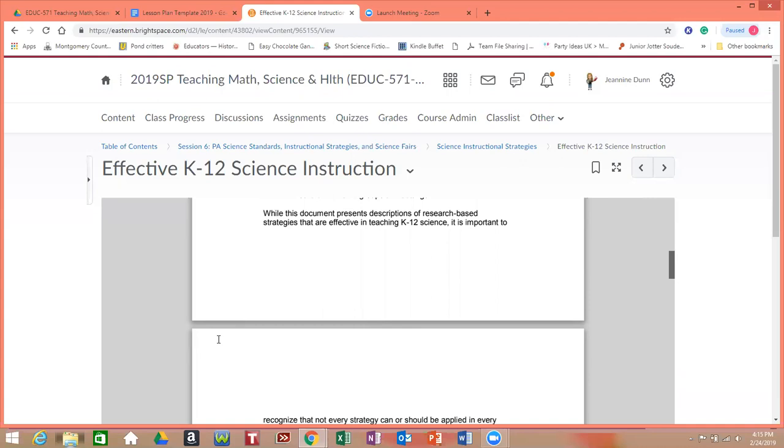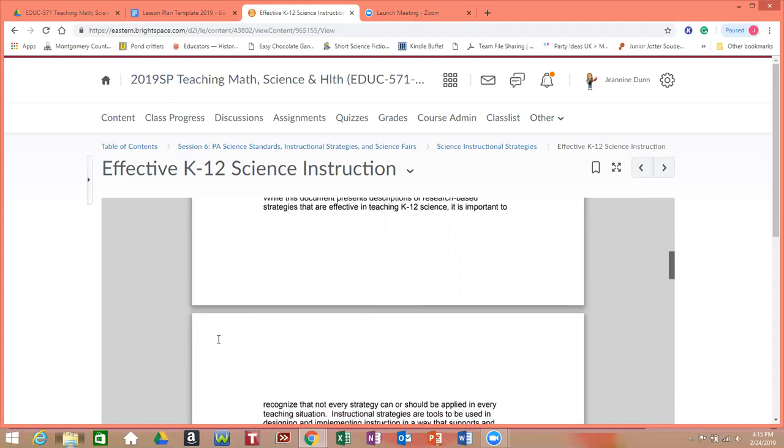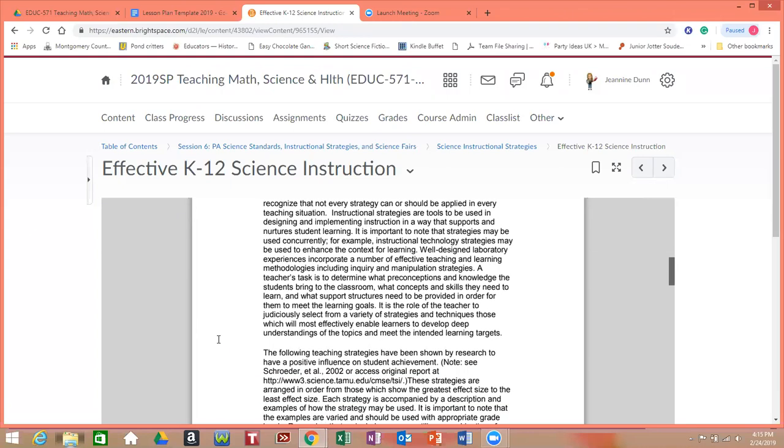So while this document presents descriptions of research-based strategies that are effective in teaching K-12 science, it is important to recognize that not every strategy can or should be applied in every teaching situation. Instructional strategies are tools to be used in designing and implementing instruction in a way that supports and nurtures student learning. It is important to note that strategies may be used concurrently. For example, instructional technology strategies may be used to enhance the context for learning. Well-designed laboratory experiences incorporate a number of effective teaching and learning methodologies, including inquiry and manipulation strategies.